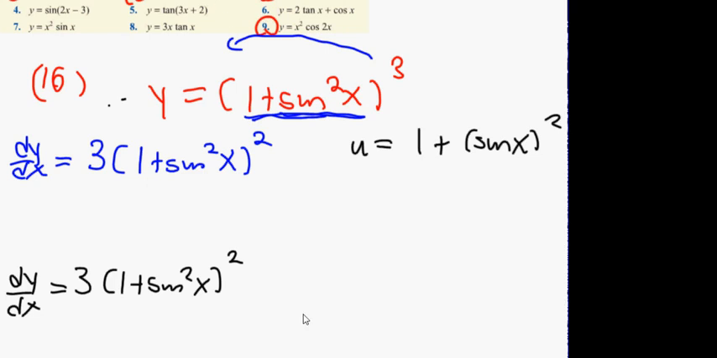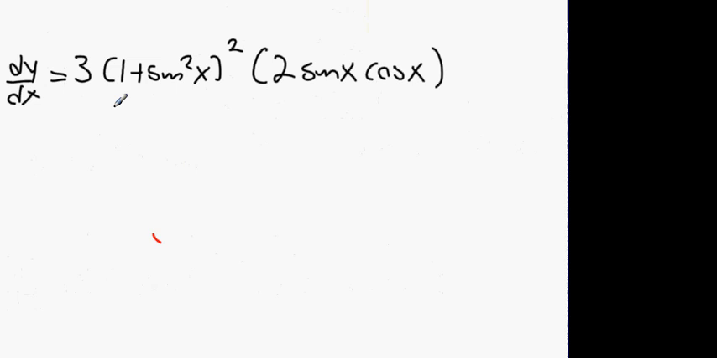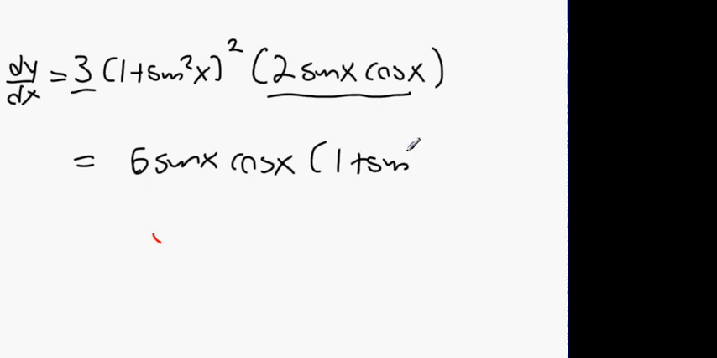Now, 2 sine x cos x. Now this is number 16, correct? Okay, I got it there, yeah. Okay guys, multiply the 3 by the 2 sine x cos x, you're going to get 6 sine x cos x into 1 plus sine squared x to the power of 2. That you're done. Okay.